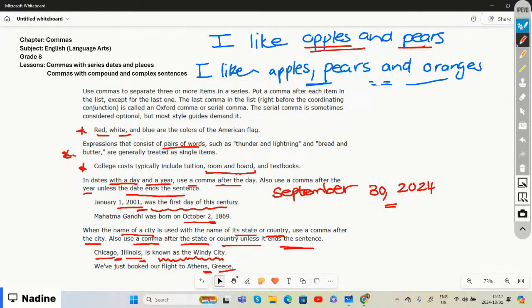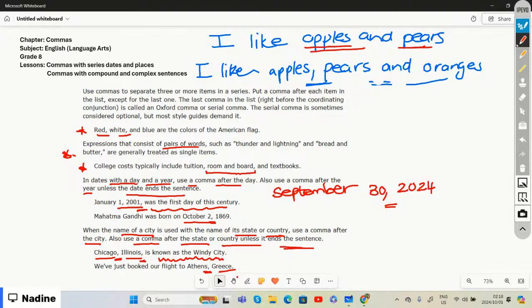So that is basically how we use commas. We use commas with series, we use commas with dates, we use commas with places, right? And we are now also going to find out, still in today's lesson, how we can use commas with compound and complex sentences. But for now, we went over how we use commas with series, and we use a comma to separate three or more items within a series. We need to put a comma after each item in the list except for the last one.